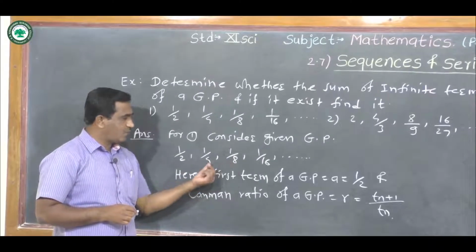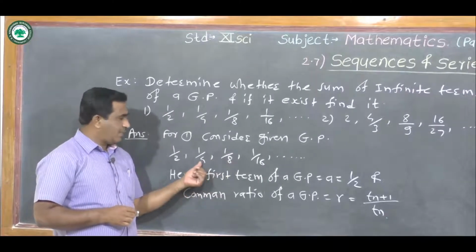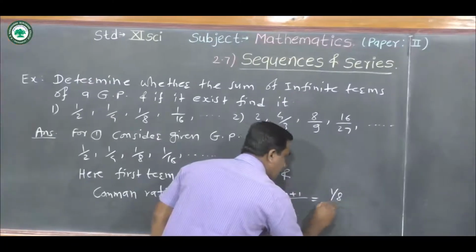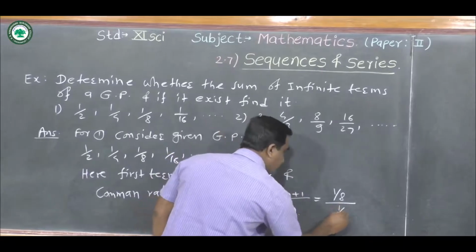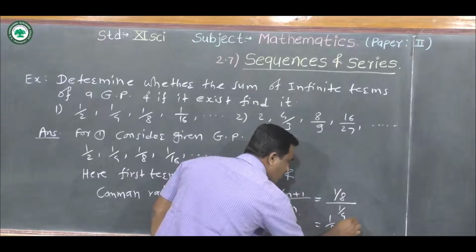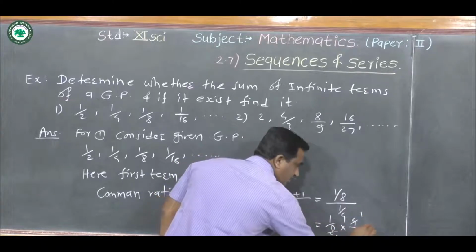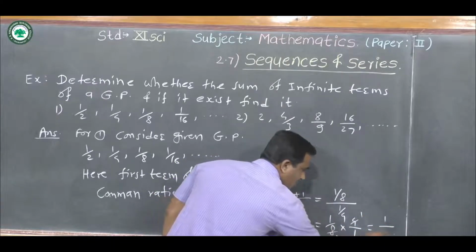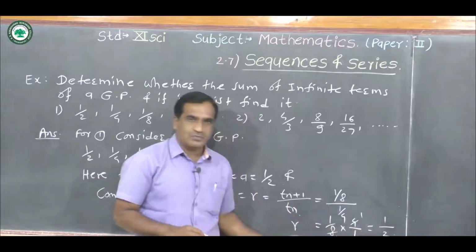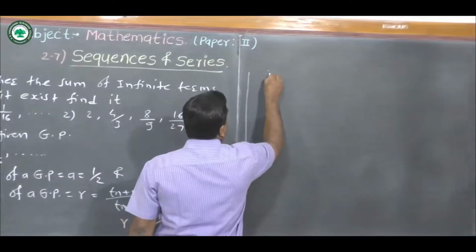If we take these two terms, 1 by 8 and 1 by 4, Tn plus 1 means 1 by 8 and Tn means 1 by 4. Therefore, R is equal to 1 upon 8 upon 1 by 4. That is equal to, taking the reciprocal of the denominator term, 1 by 8 into 4 by 1. 4 1s are 4, 4 2s are 8, so 4 upon 8 is 1 by 2. That is, we get the value of R equal to 1 by 2.